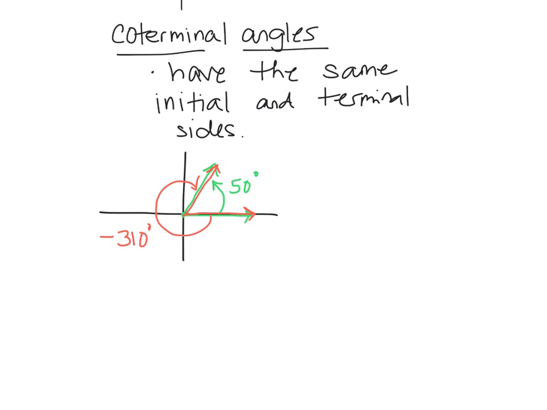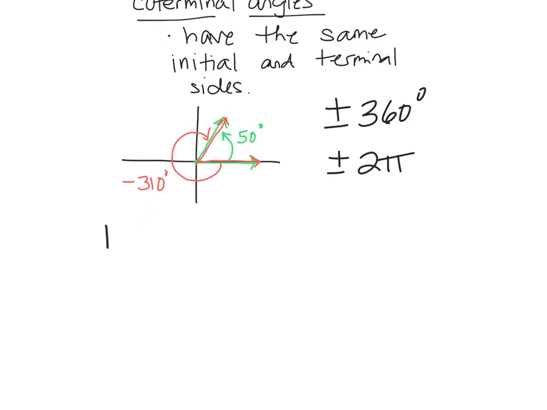Now there's a really easy way to find coterminal angles. If it's in degrees, you are going to add or subtract 360 degrees. If it's in terms of radians, you're going to add or subtract 2 pi. And that's how you can find them. Okay, so let's start. Here's our first problem of the day. Number 1. We are going to find and draw a positive and negative angle coterminal with the given angle. Let me write that down. Find and draw. So we're going to draw some pictures.